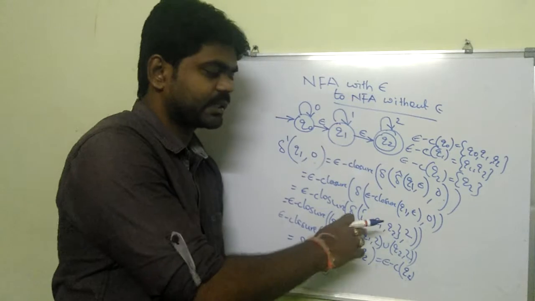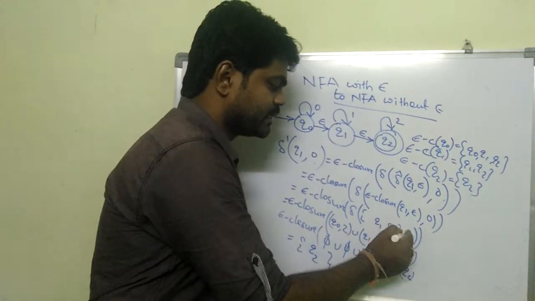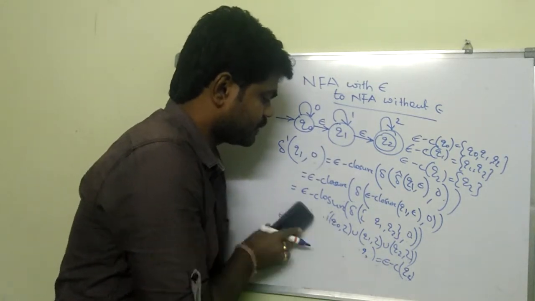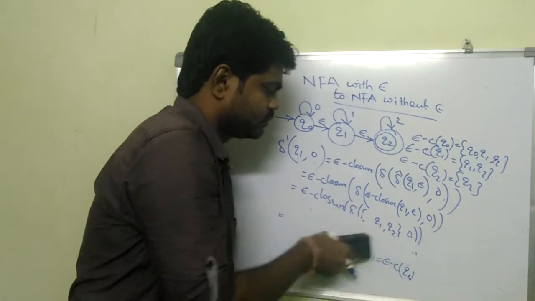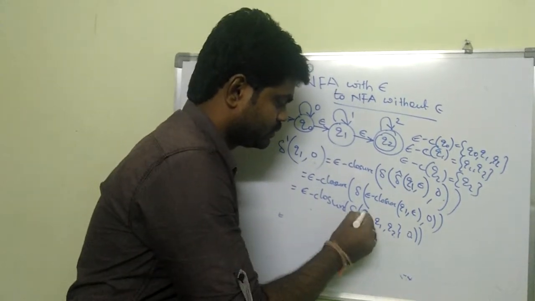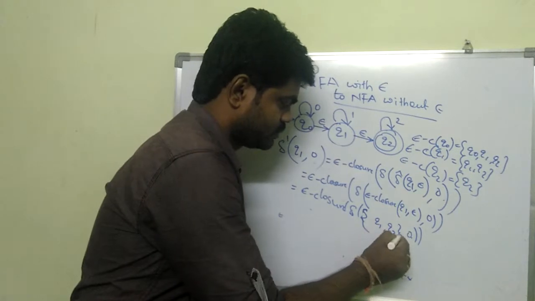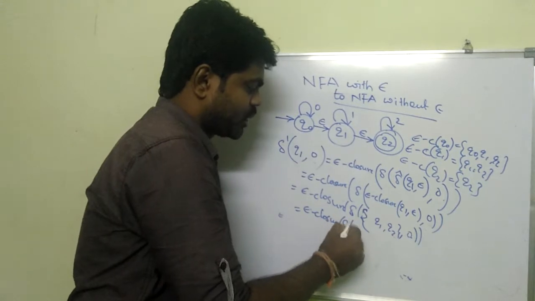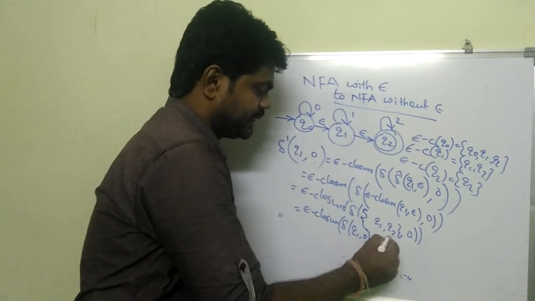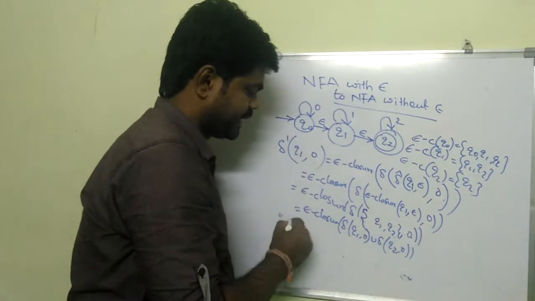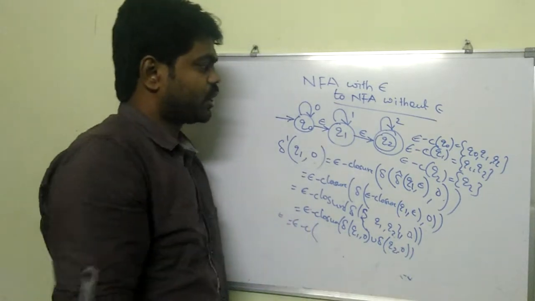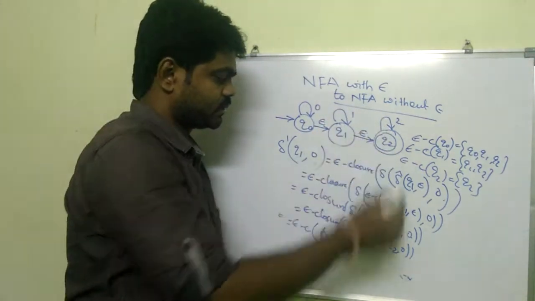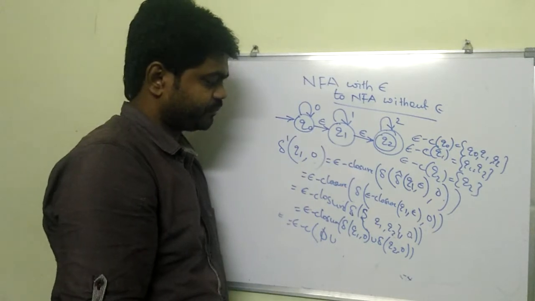So epsilon closure of Q1, Q2 comma, my input is 0. Right? So what will I do here? Epsilon closure of delta of Q1 comma 0 union delta of Q2 comma 0. Right? So delta of Q1 comma 0, do I have anything here? No. So delta, union Q2 comma 0. Do I have anything here? No.